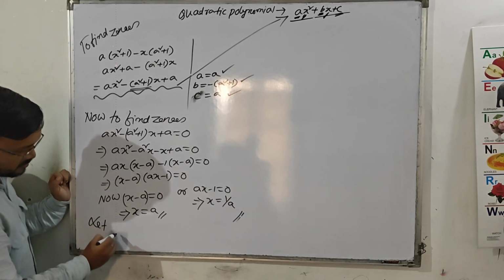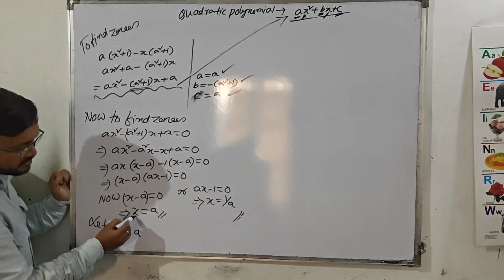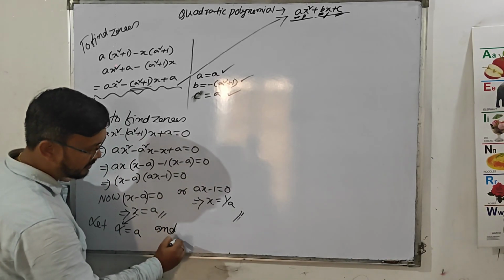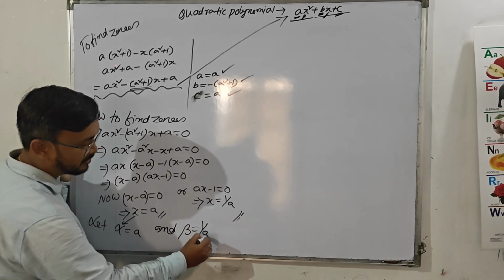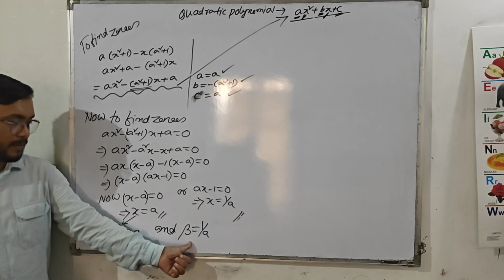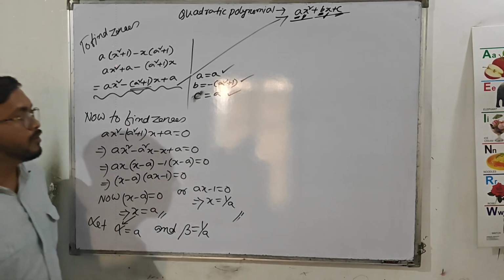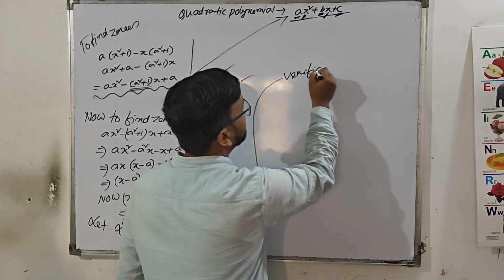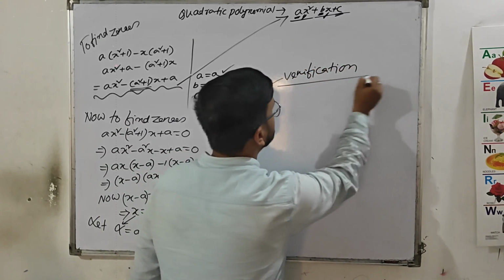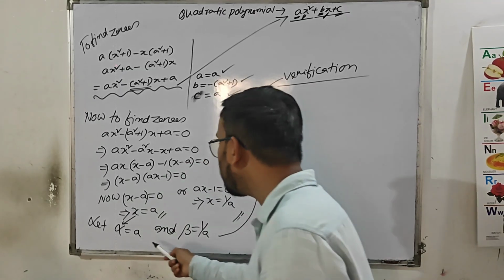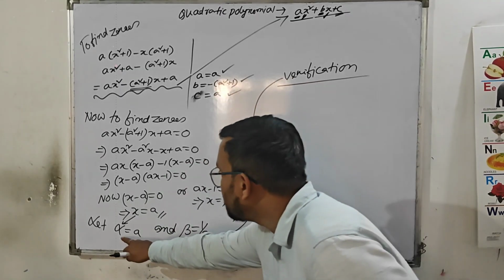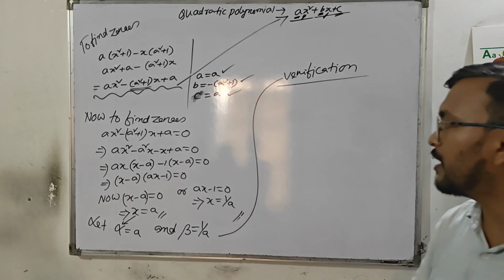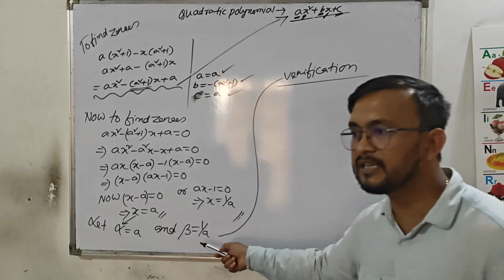Now let alpha be equal to a. First 0 to be considered as alpha and second 0 to be considered as beta. You can exchange their name also. So alpha and beta. Now look at this. Verification. What is verification? This alpha and beta are nothing but simply the names of the roots. There are two roots in a quadratic polynomial. One is considered as alpha, another is considered as beta.